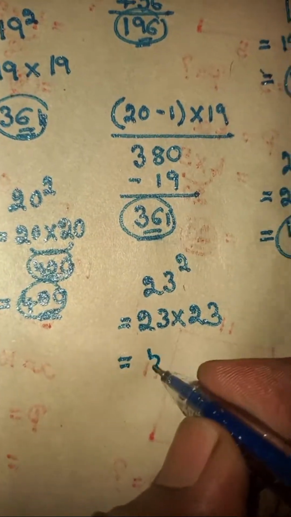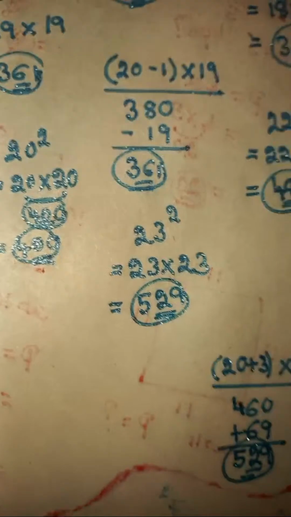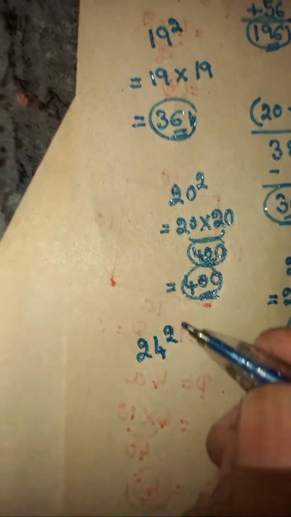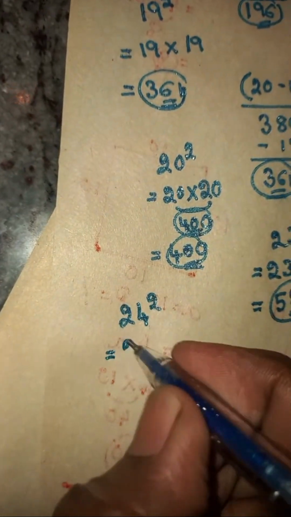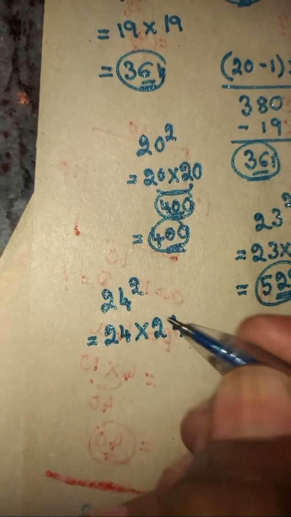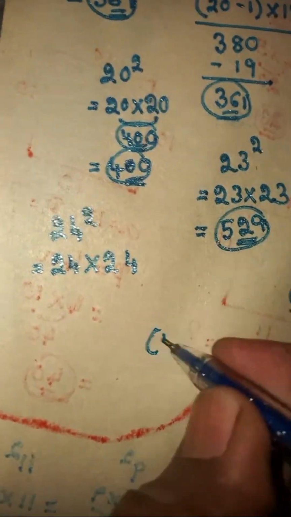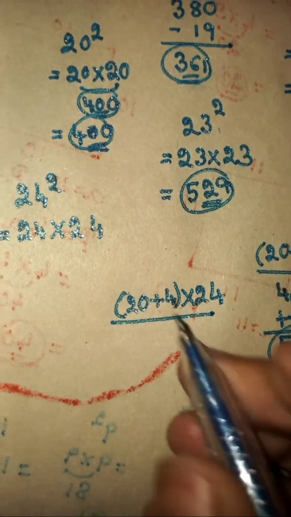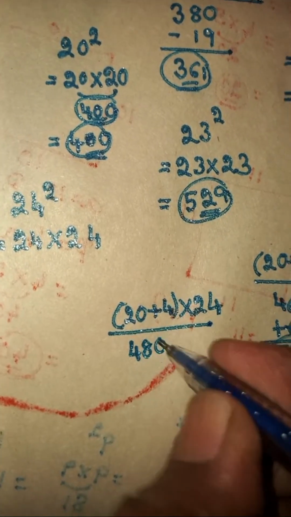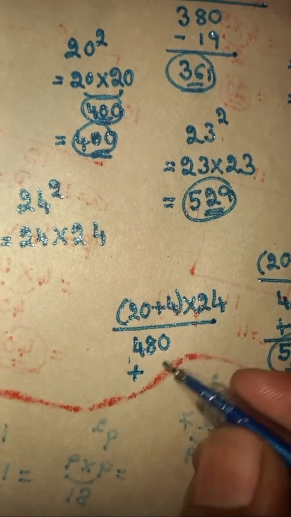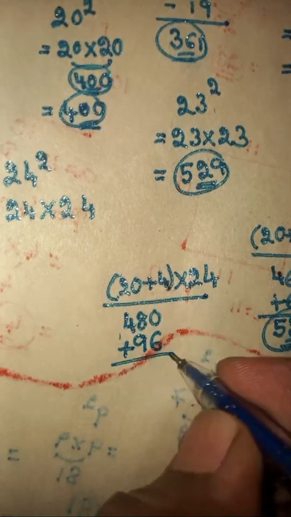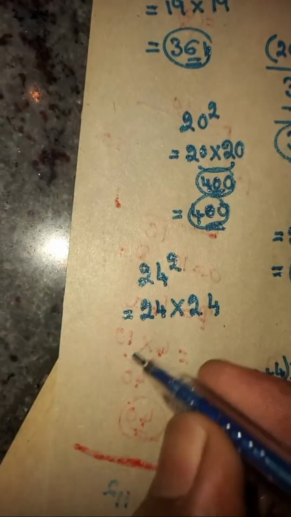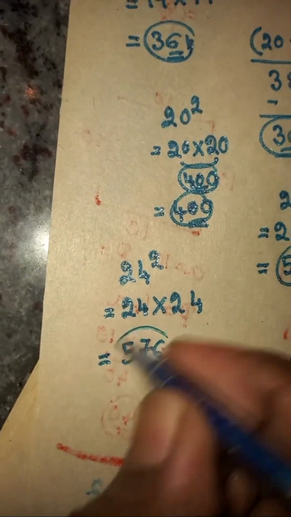So 23 square is equal to 529. Now let's write what is 24 square. 24 square can be written as 24 times 24. Now you can split and write it as 20 plus 4 times 24. 24 times 2 is 48, so 24 times 20 is 480. 24 times 4 is 96. When you add them, you're going to get 576. So this 24 square is 576.